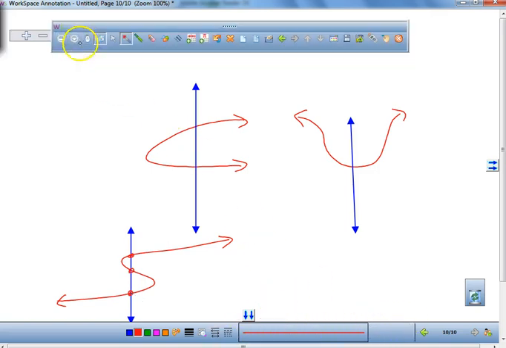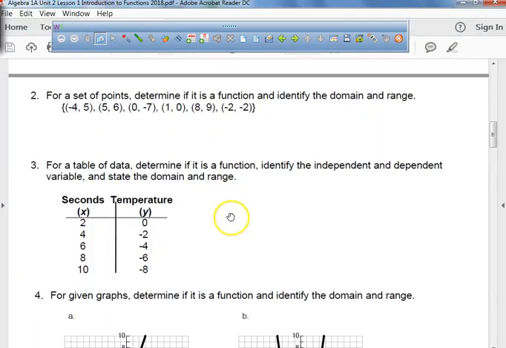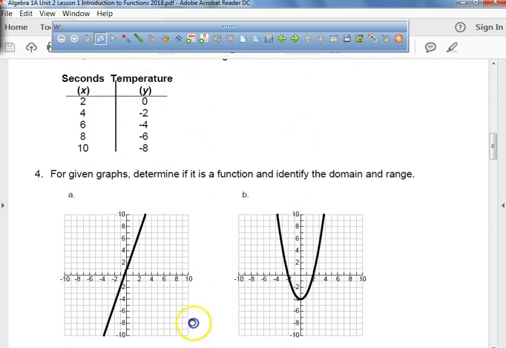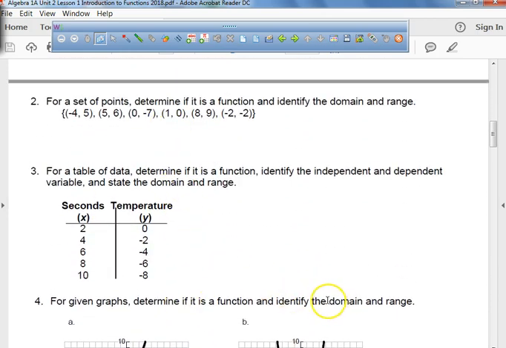Your homework, everybody. Your homework is to do 2, 3, and 4. Actually, you know what? Just 2 and 3. That's your homework, 2 and 3.